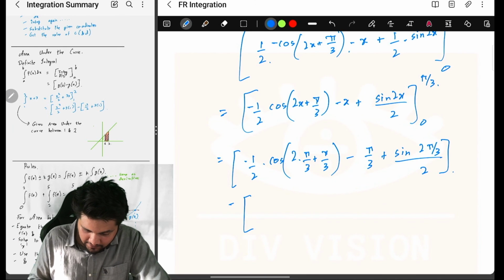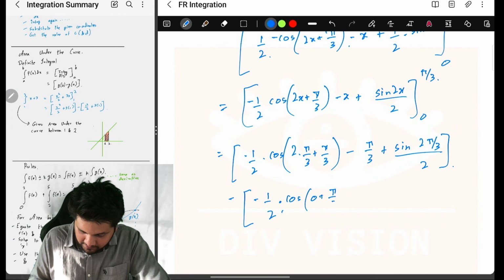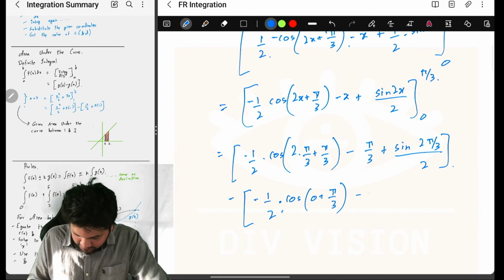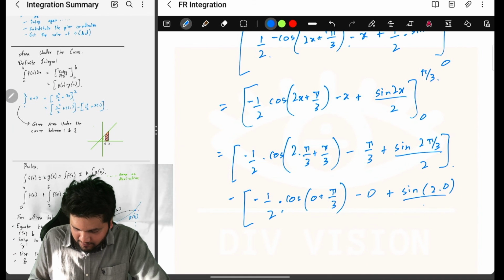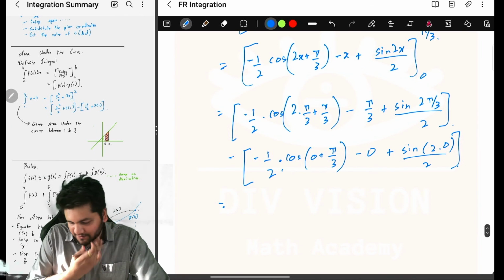Minus half into cos of (0 plus pi by 3). Make sure that you put the brackets properly. Minus 0 plus sine 2 into 0, so at the end this is going to be 0 upon 2. So let's solve one by one. So this is 2 pi by 3 plus pi by 3, which is nothing but cos pi.